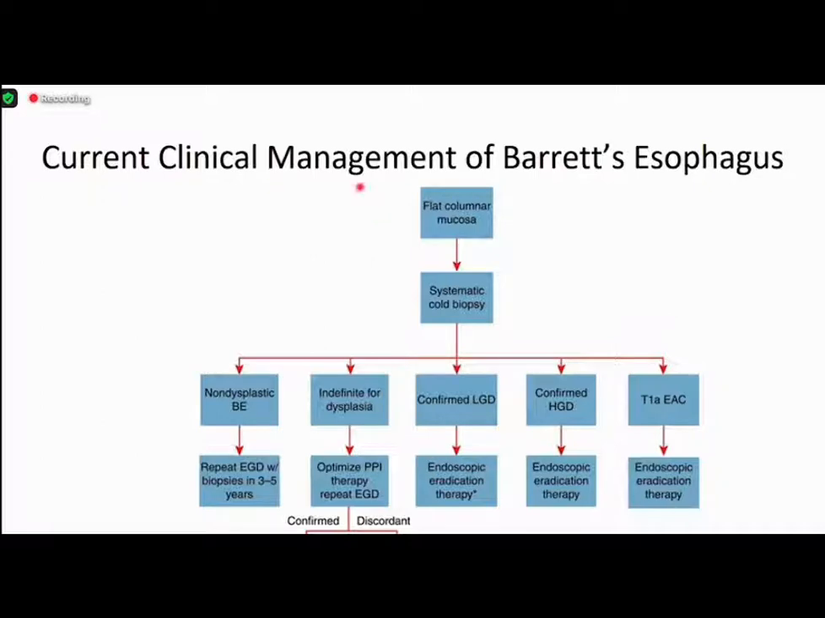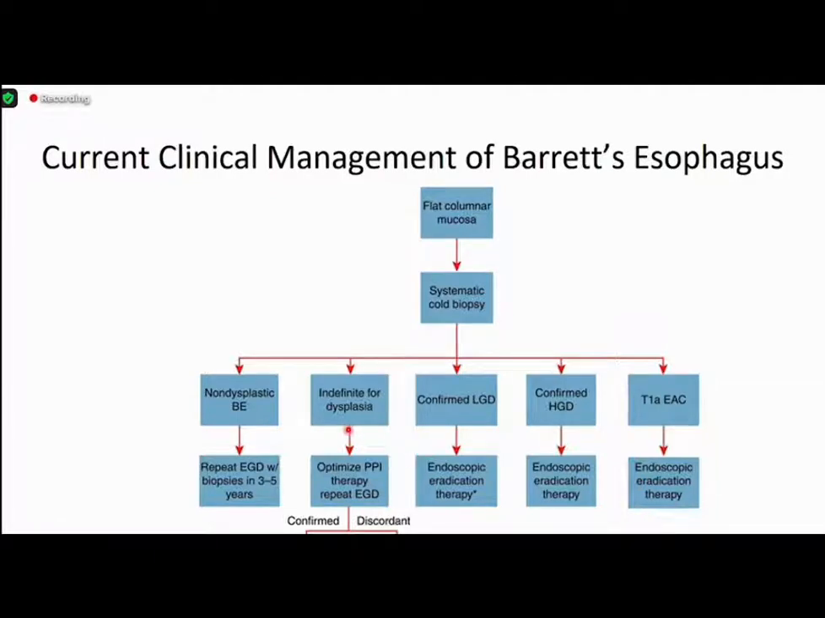So these are the clinical management guidelines as per ACG. These guidelines are under update right now, but for now, these are the most recent and they might change in the near future. They are aware of the indefinite for dysplasia category. The other thing I want to highlight is that their management clearly depends on what we say on biopsy. If we say it's non-dysplastic Barrett's esophagus, they would do a repeat EGD in 3 to 5 years. If we say it's confirmed low-grade or high-grade dysplasia or superficial adenocarcinoma involving up to muscularis mucosae or lamina propria, then they would do endoscopic eradication therapy.